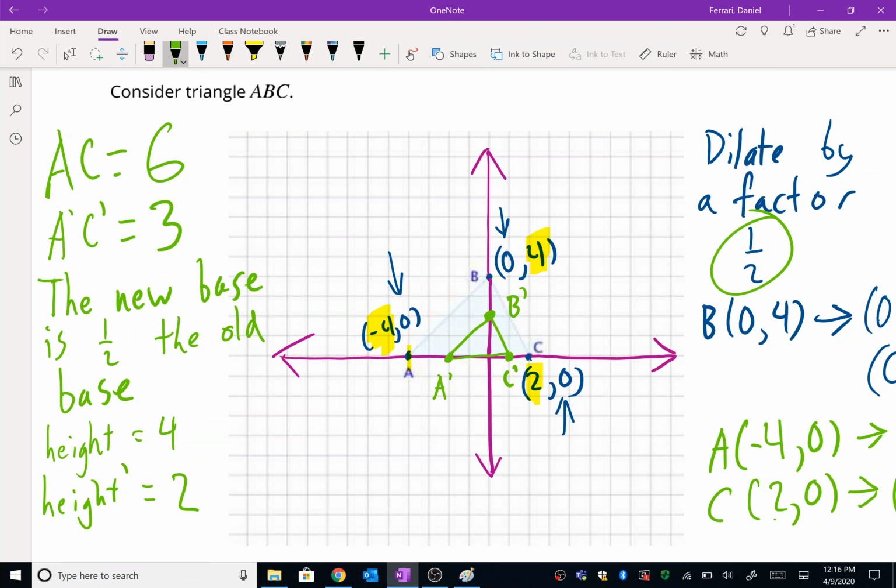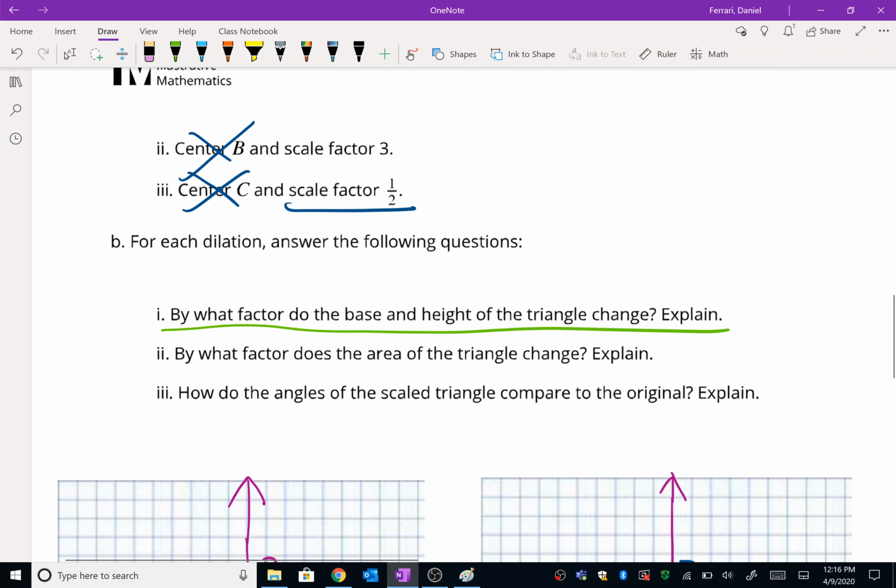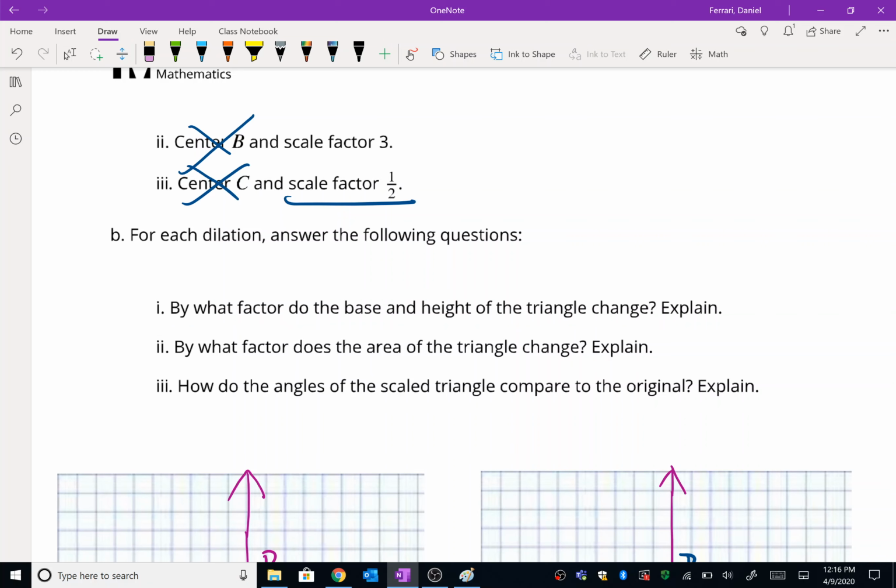Because you can also look at the height as a measurement of the triangle. That height also gets dilated by a factor of 1/2, just like the base did. So that's number 1 done.